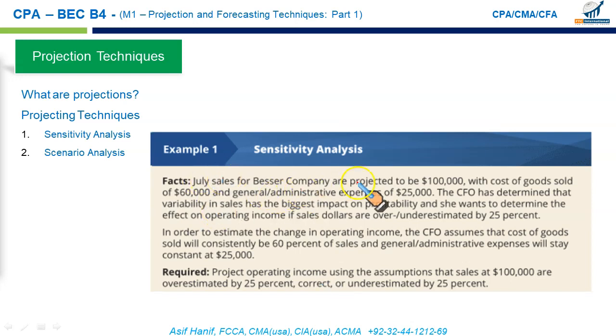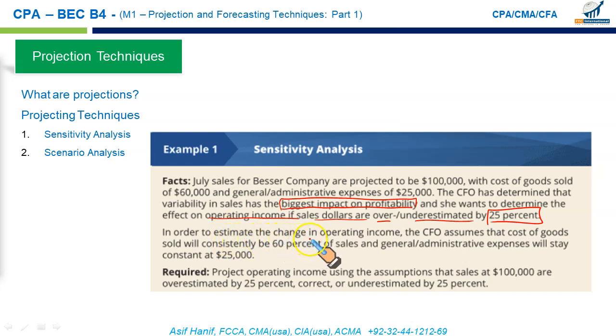July sales for Besser Company are projected to be $100,000 with cost of goods sold of $60,000 and general and administrative expenses of $25,000. The CFO has determined that the variability in sales has the biggest impact on profitability, meaning our profit is most sensitive to sales, and she wants to determine the effect on operating income if the sales dollars are over or underestimated by 25%. What if the sale goes up by 25% or falls by 25%? How would it affect our profitability?